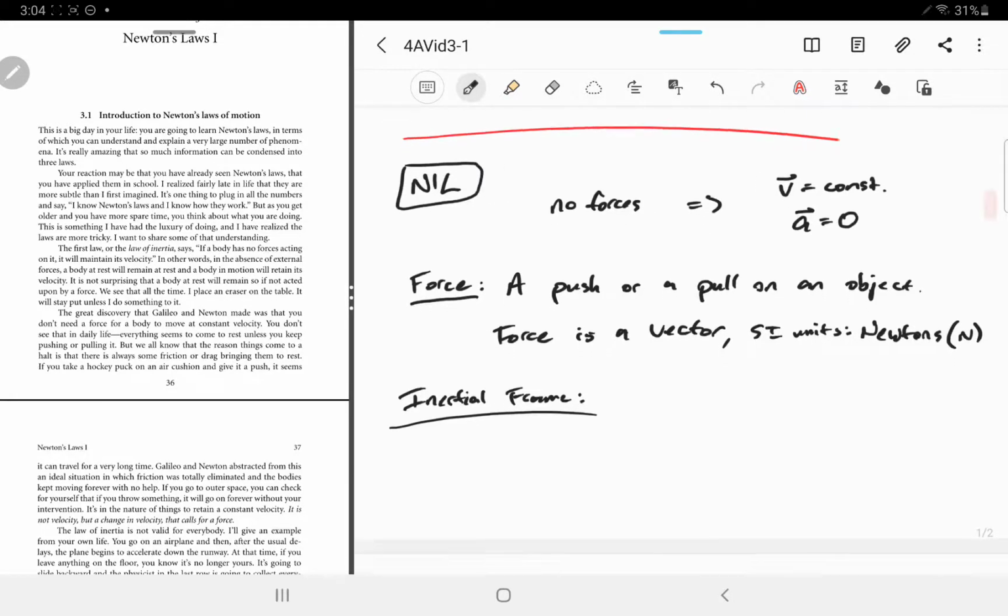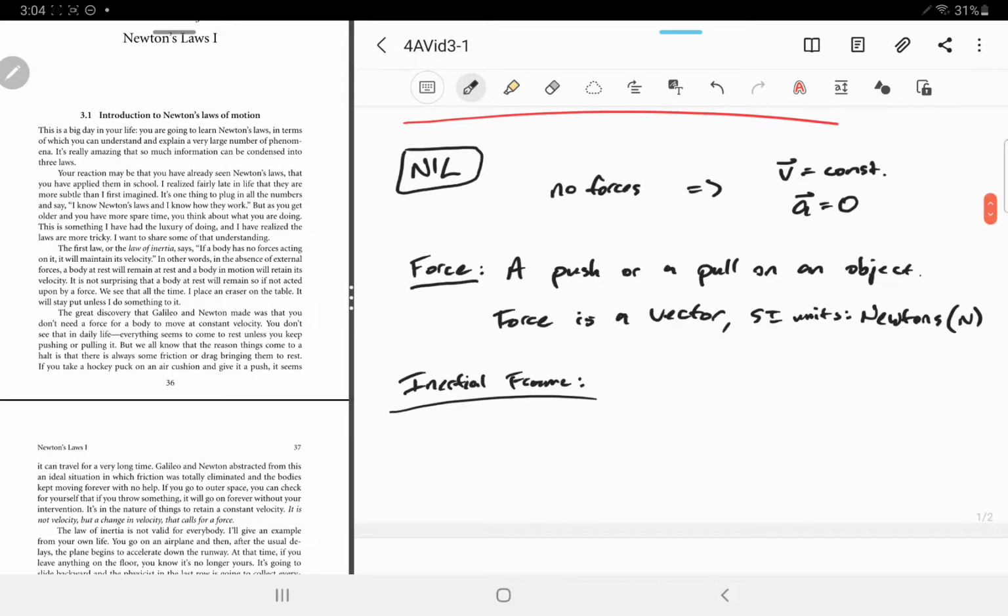Right now this is going to sound kind of circular, but an inertial frame is a frame of reference. Remember we talked about reference frames before. Well, we talked about relative motion. Relative motion is motion with respect to a certain frame. An inertial frame is a frame where Newton's laws are true.